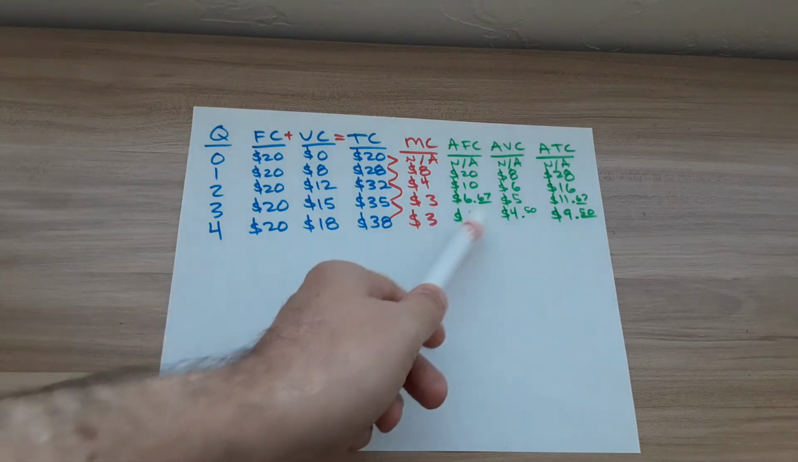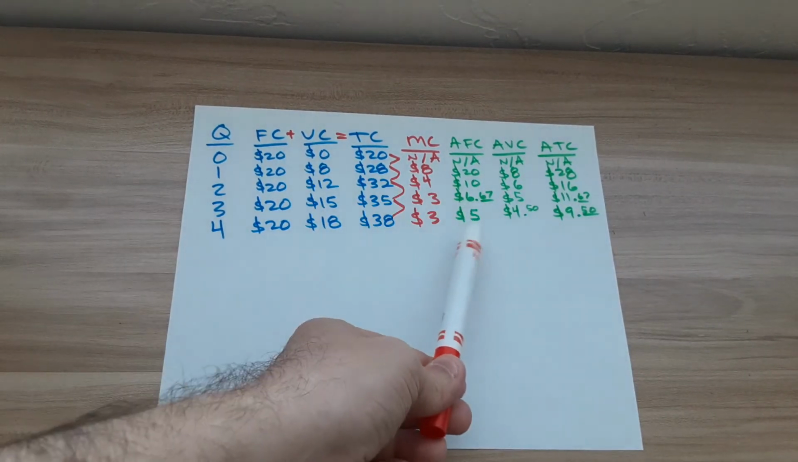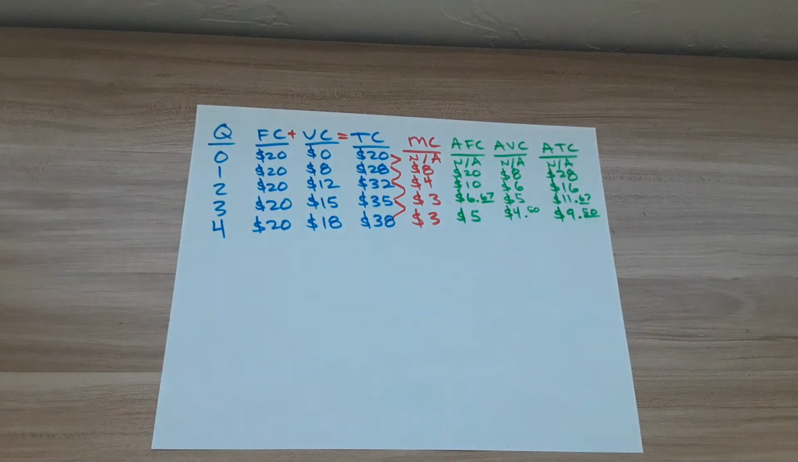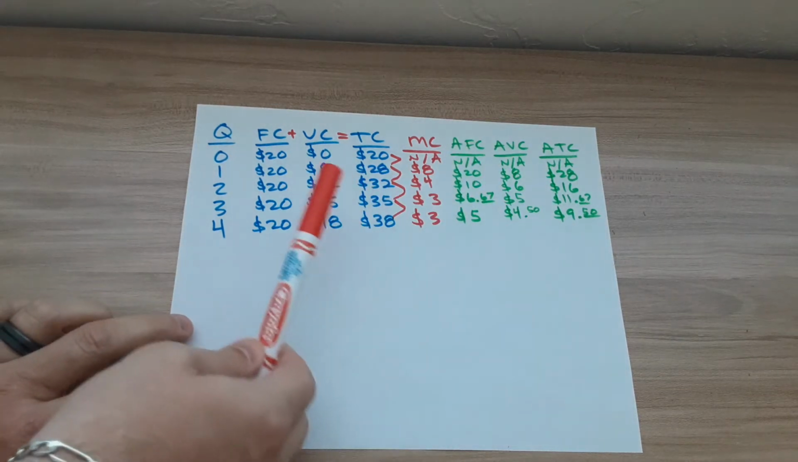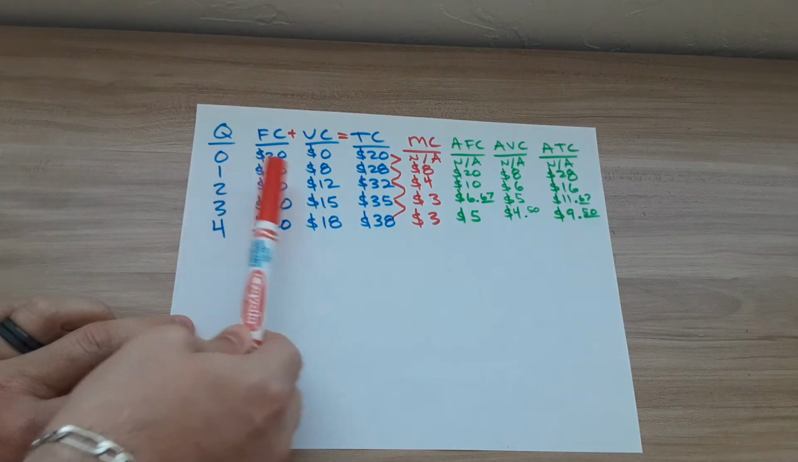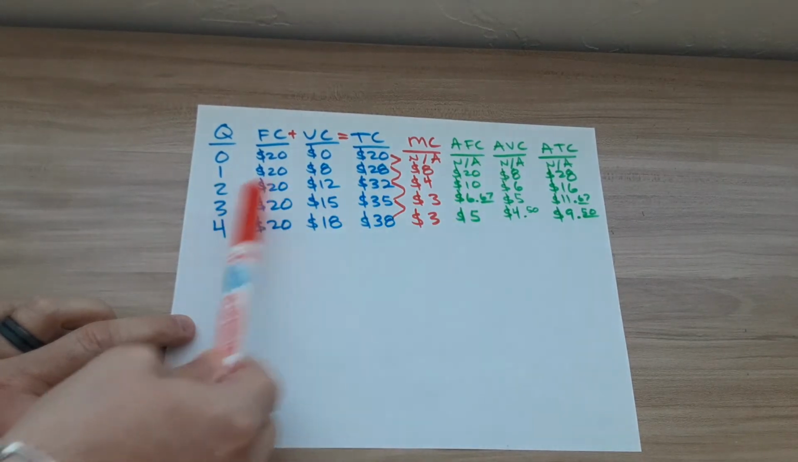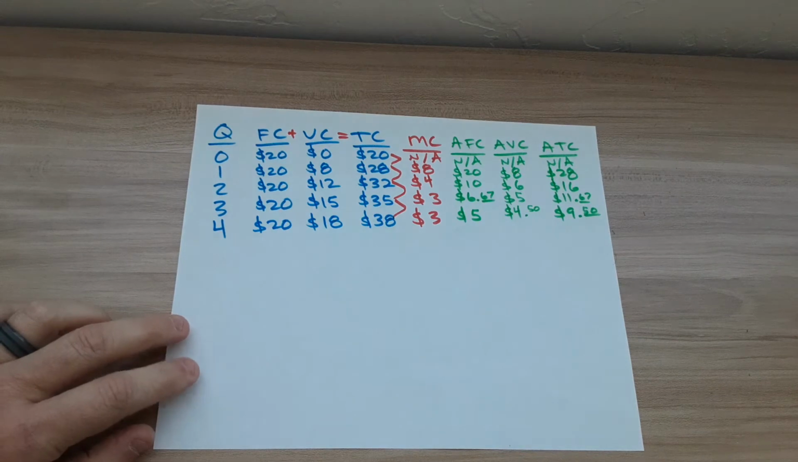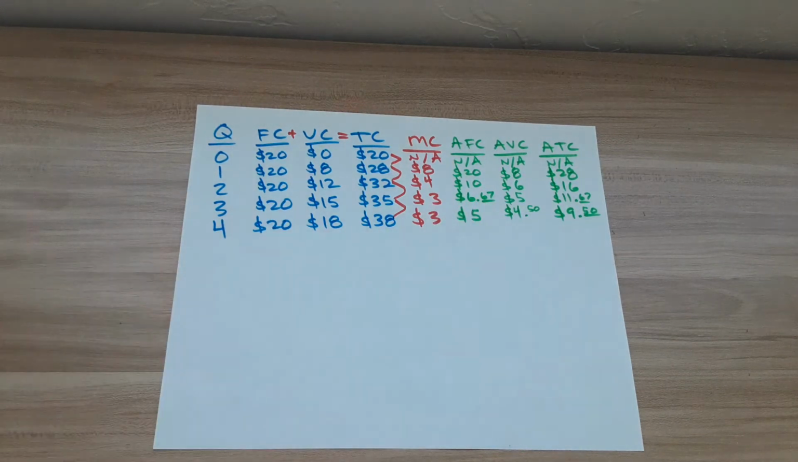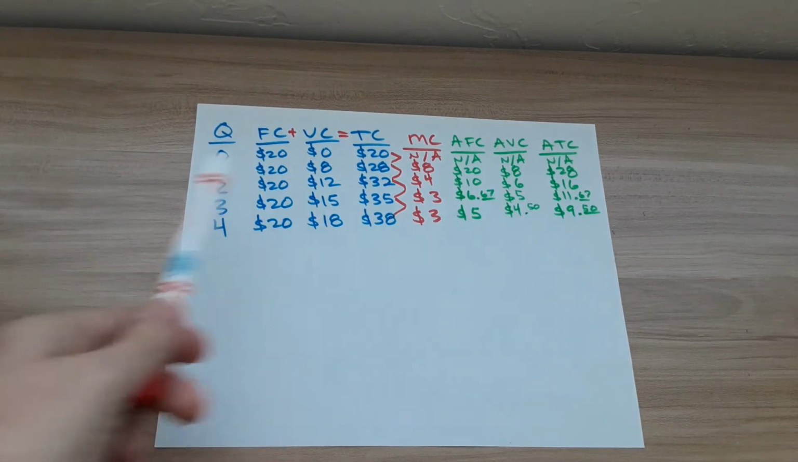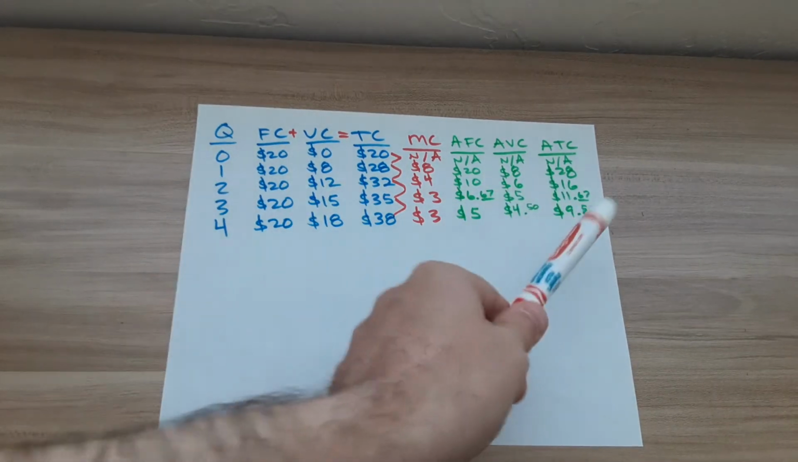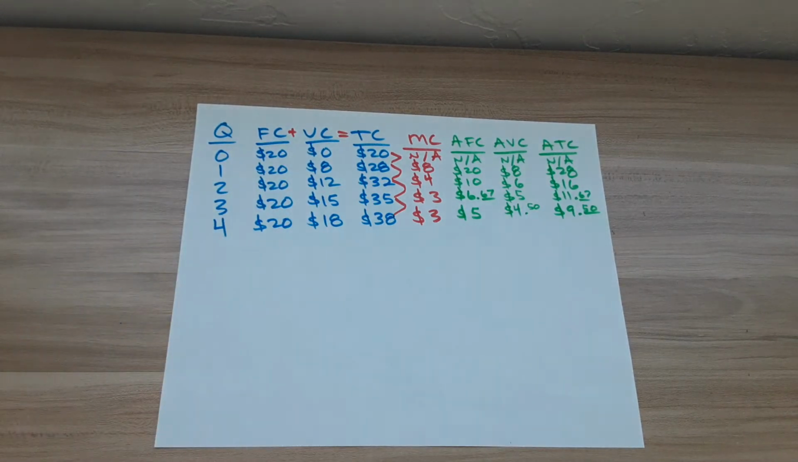Now, my last three columns that are in green, this is average fixed cost, average variable cost, and average total cost. Well, how do you find the average of anything? You divide by the quantity. So average fixed cost would have been fixed cost divided by quantity. So 20 divided by 1 is 20. 20 divided by 2 is 10. 20 divided by 3 is $6.67. 20 divided by 4 is $5. Average variable cost is just your variable cost divided by quantity. And your average total cost is just total cost divided by quantity.